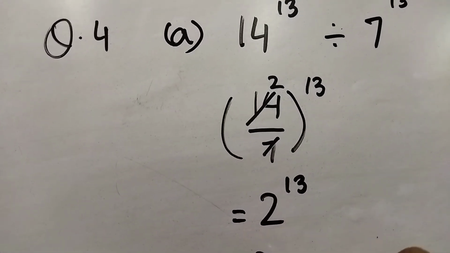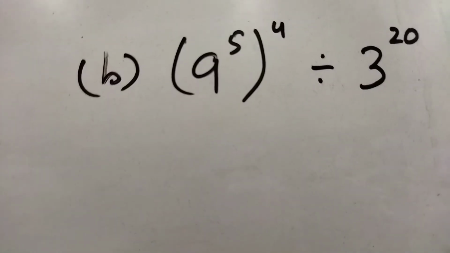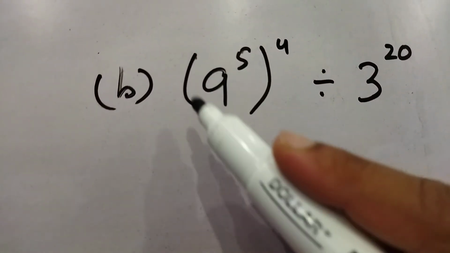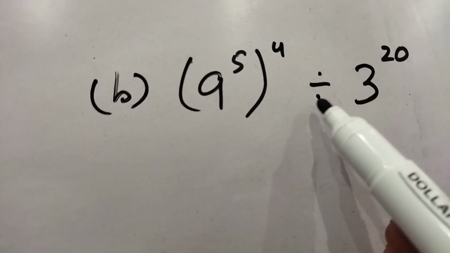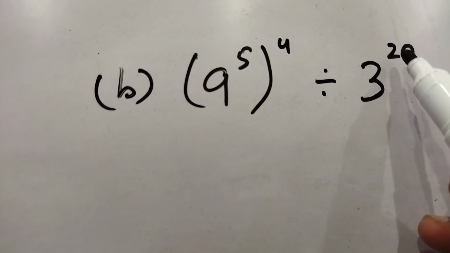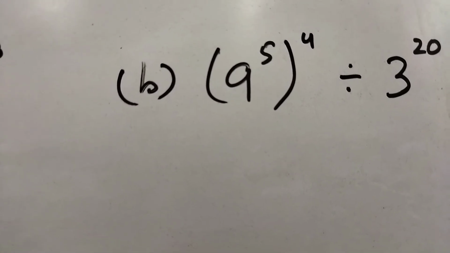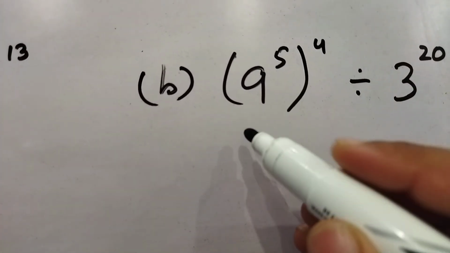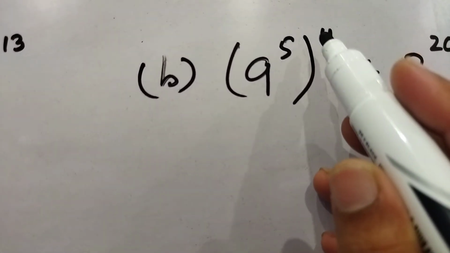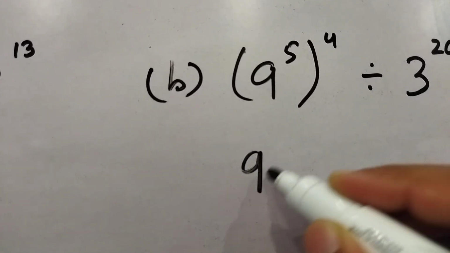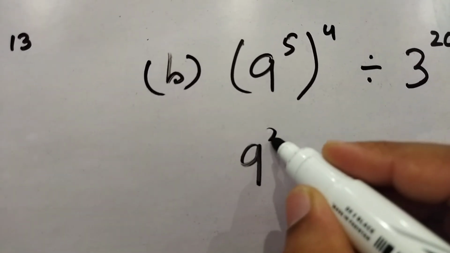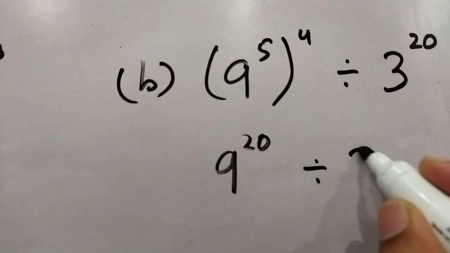Right, students? Okay, now part B, 9 raised to power 5 and a power outside of 4, and then divided by 3 raised to power 20. So here we have to apply both laws, law number 3 and law number 5. Law number 3 says when you have two powers inside and outside, multiply them. So we are going to multiply 5 with 4, which gives us 20. And then we have 3 raised to power 20.